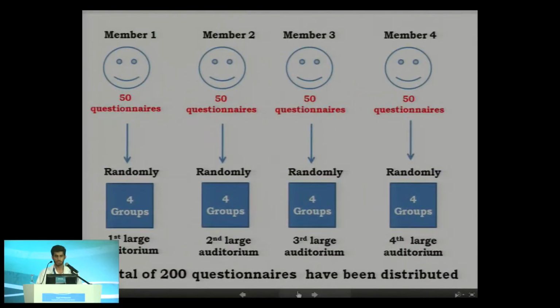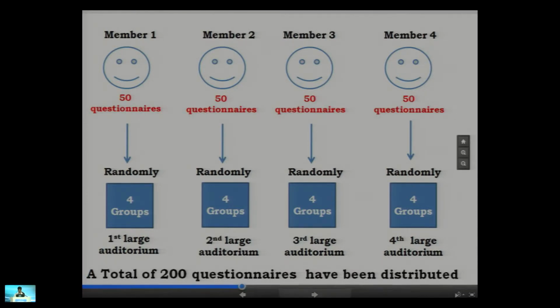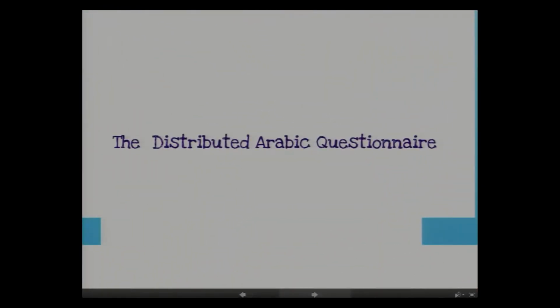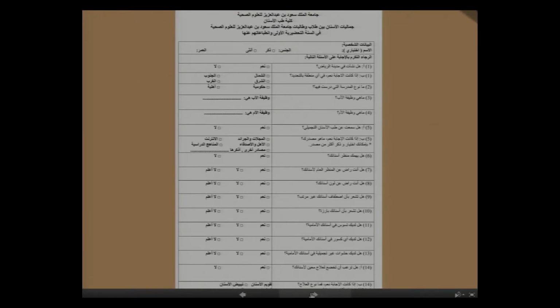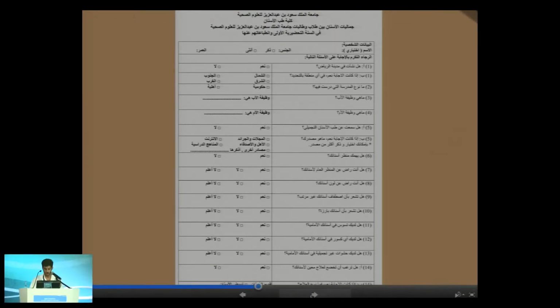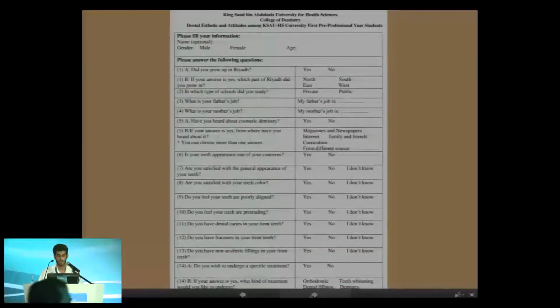And from that, just to illustrate how we did it, each member had 50 questionnaires, and we randomly distributed them to a large auditorium which consists of 4 groups. We distributed an Arabic questionnaire, which is easier for the students to read and understand, and this is a copy of the Arabic questionnaire we used.